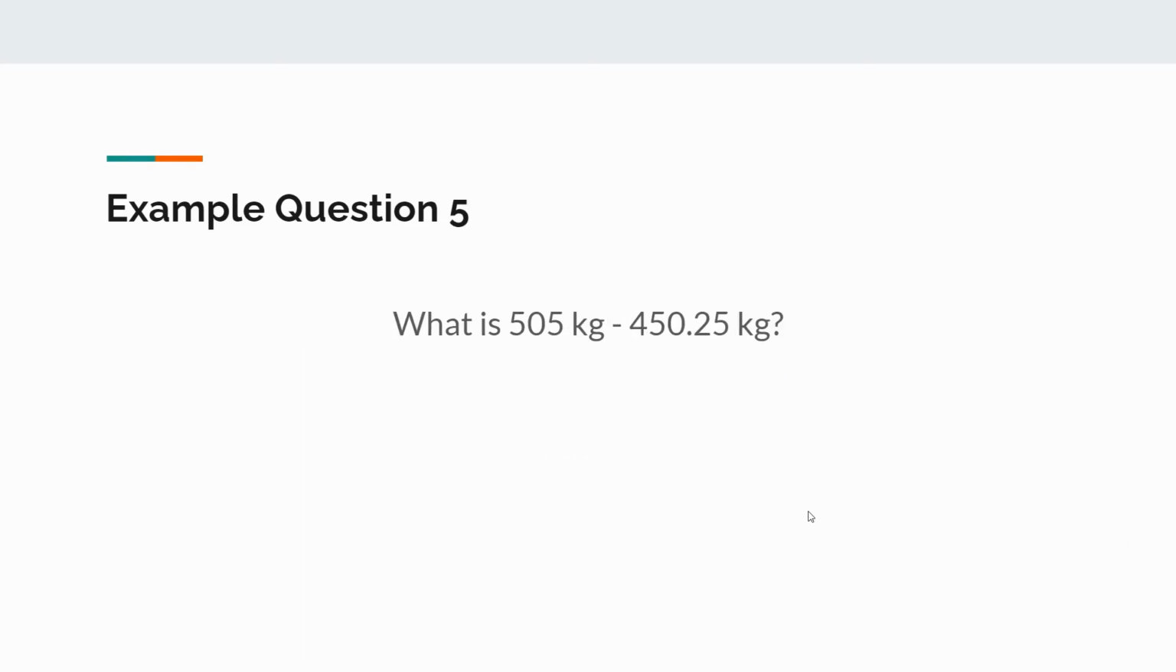What is 505 kg minus 450.25 kg? We'll have to use the addition and subtraction rule, which states that the answer should be rounded to the least number of decimal places in any of the numbers. So since 505 has the least number of decimal places, the answer would be 55 after subtraction.